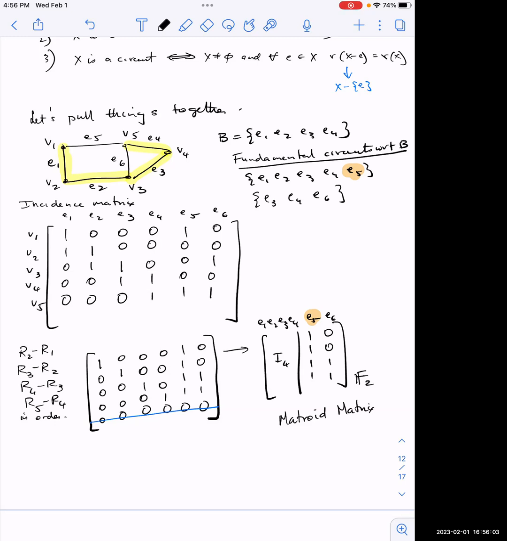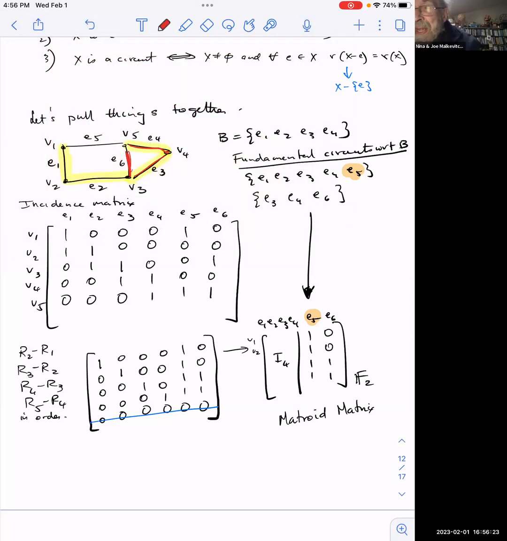For every row over here. So this is V1, V2, but we don't want to say that because one row disappeared. So that's how we get it directly using the fundamental circuits. And then E6 forms a circuit.